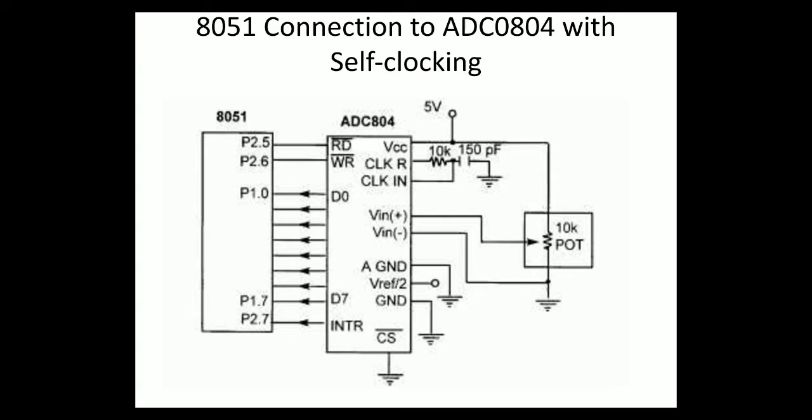When you want to connect an external clock to this, the method is now called self-clocking. Through this method, it is possible to reduce the conversion time for industrial level applications, wherein whenever the rate of conversion matters for electronic design, this particular self-clocking method is adopted.